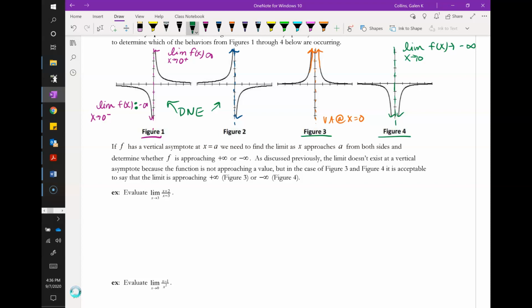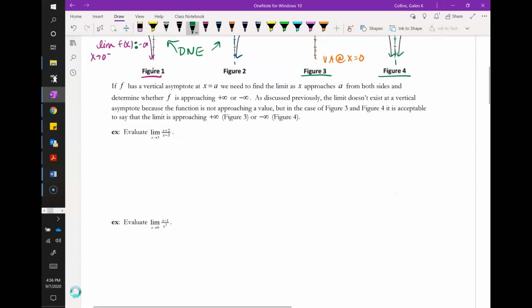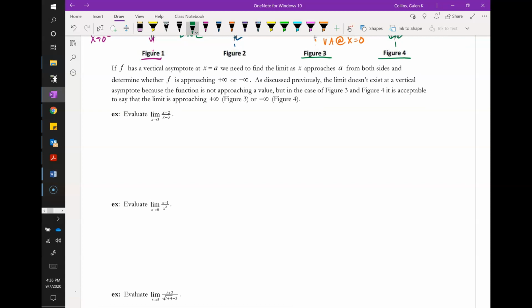So let's look at our first limit. In this first example, if you recall from our last section, the first thing I want you to do every time is to plug it in. So the first thing we want to do is plug in the 3 and try to evaluate the limit. So I'm going to write the limit of x plus 2 over x minus 3 as x approaches 3 equals, so as I plug that in, I've got 3 plus 2 on top and 3 minus 3 on bottom, and we get 5 over 0.